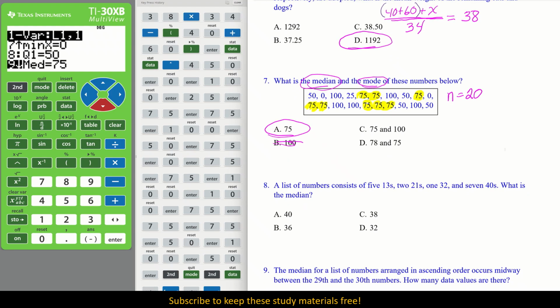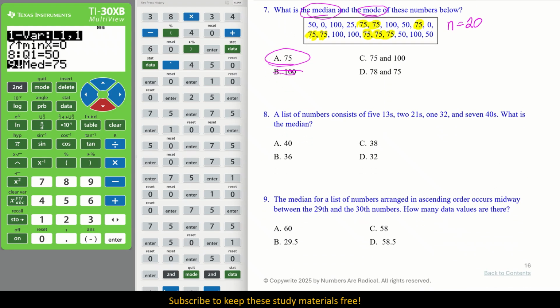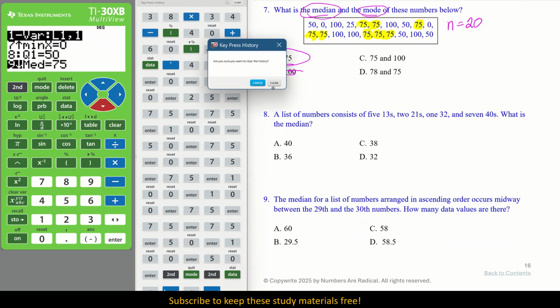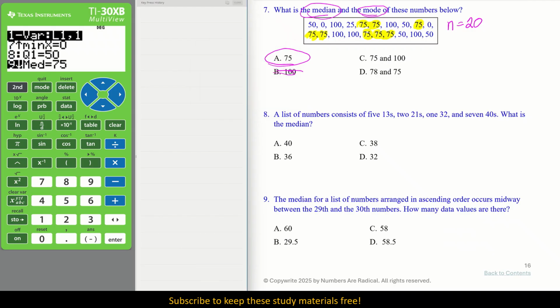So let's go to number 8. We still have 8 and 9. I'm going to clear out my list. Okay. All right. It says a list of numbers consists of 5 13s, 2 21s, 1 32, and 7 40s. What is the median? Oh my goodness. This is a question that is so simple that it confuses. You're not looking at the value of the numbers, you're looking at where the numbers are.